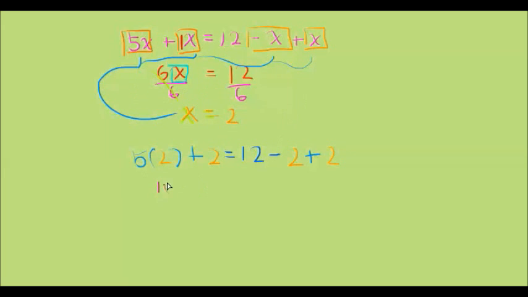5 times 2 is 10, plus 2 equals 12, minus 2 is 10, plus 2, so 10 plus 2 is 12. Since 12 is equal to 12, we know that the equation makes sense. Therefore, x equals 2 is a solution of the equation.